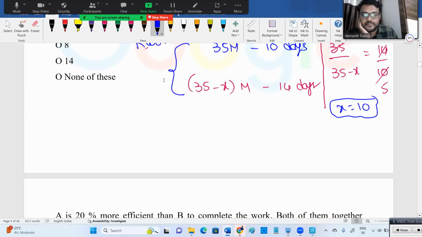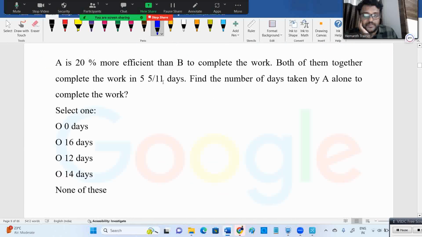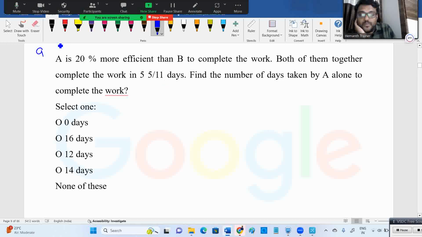Here, again, time and work related stuff. A is 20% more efficient than B. Both of them working together take 5 by 11 days. 5 by 11 days is nothing but equal to 60 by 11 in fraction. This is a mixed fraction; this is an improper fraction. Now find the number of days taken by A alone to complete the work. Okay, cool. See, A is 20% more efficient than B, right?